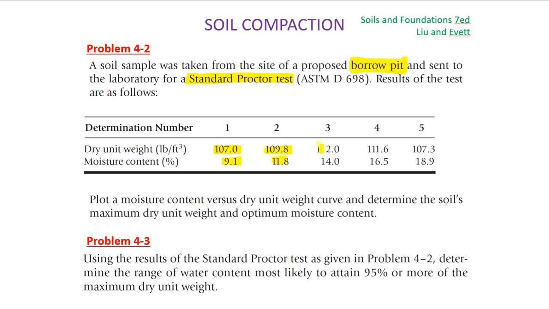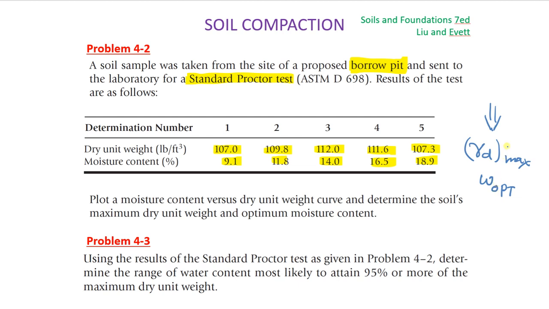So these are 5 values, and from here what is required is that we get the maximum dry unit weight. We are going to determine what is gamma d maximum and what is the optimum water content. Once we get these two values, we will try to compact the soil in the field with reference to these values. So we will try to achieve these values in the field. So these are the reference values.